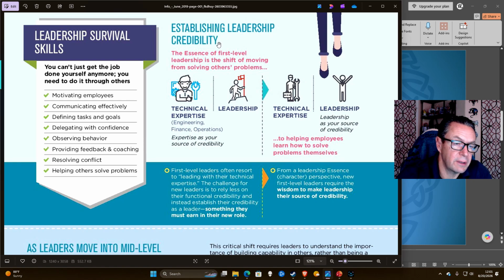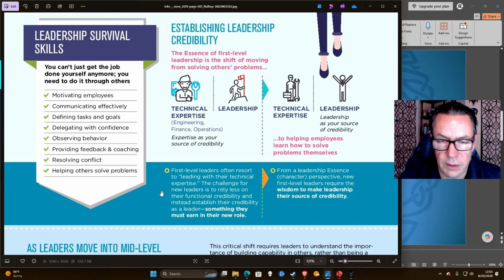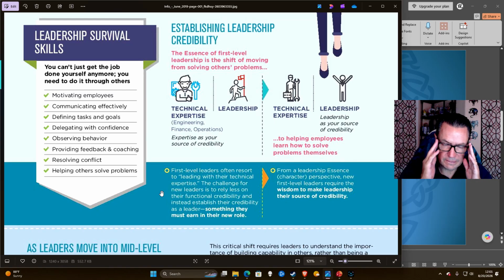Establishing leadership credibility. So this one's got technical expertise, energy, finance, operations. So expertise is your source of credibility. Well, then you go to leadership, and it says here, first level leaders often resort to leading with their technical expertise. The challenge for new leaders is to rely less on their functional credibility and instead establish their credibility. So what have we said over and over and over again in this series?